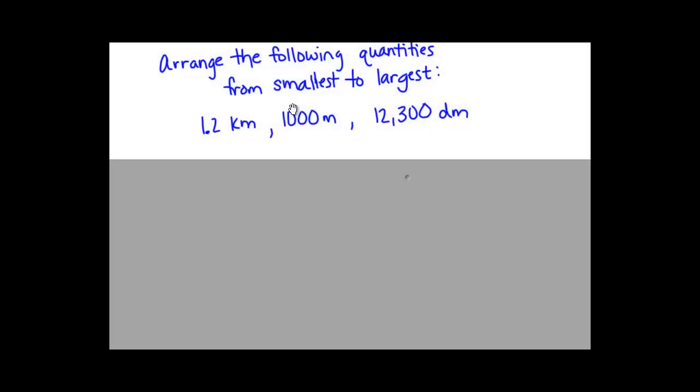Here's an example from 8.1 where we're going to be converting different measurements and then arranging them from smallest to largest. So here we have the following, arrange the following quantities from smallest to largest: 1.2 kilometers, 1,000 meters, and 12,300 decimeters. And remember that there is a difference between just dm, which is decimeters, and if the abbreviation had been DAM, that would represent deca.